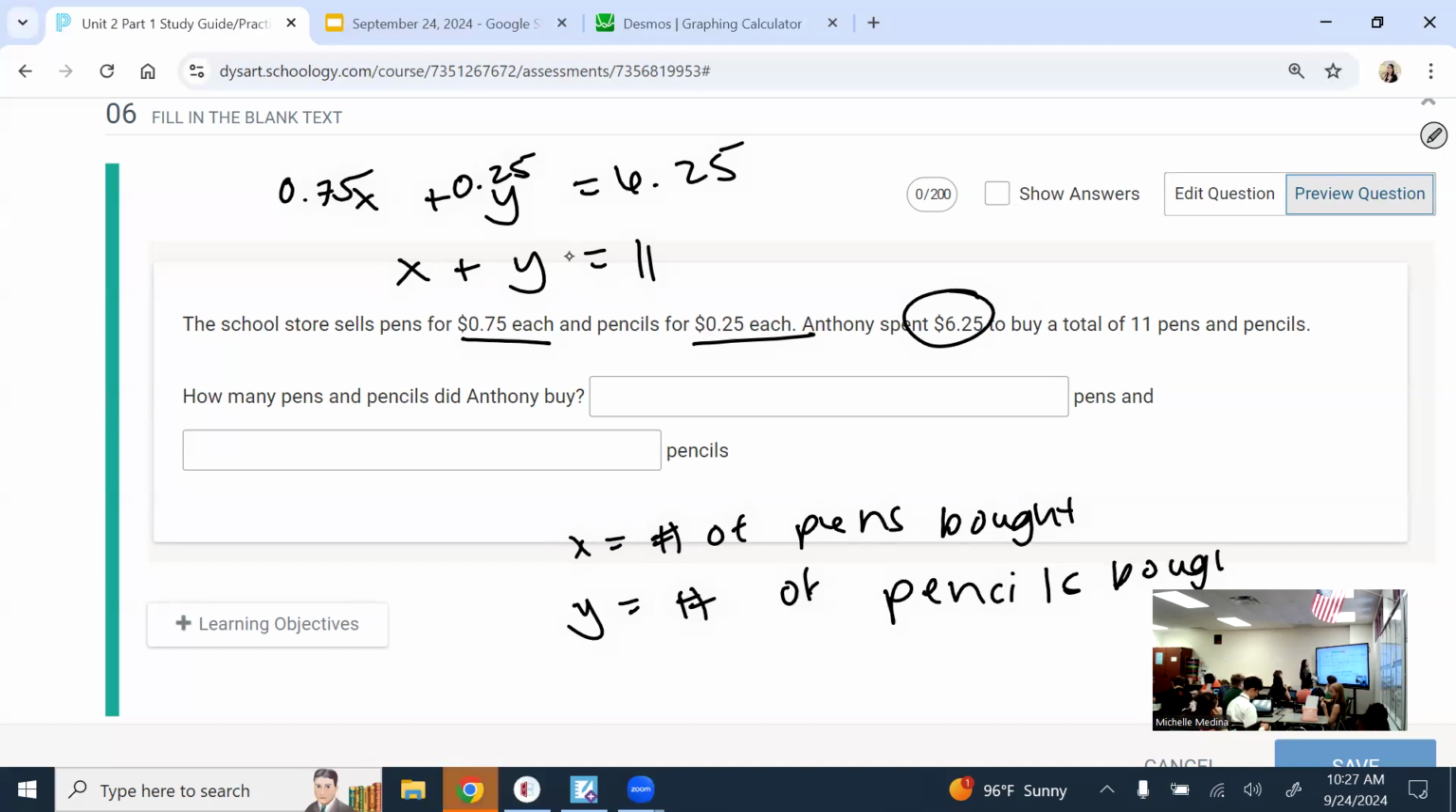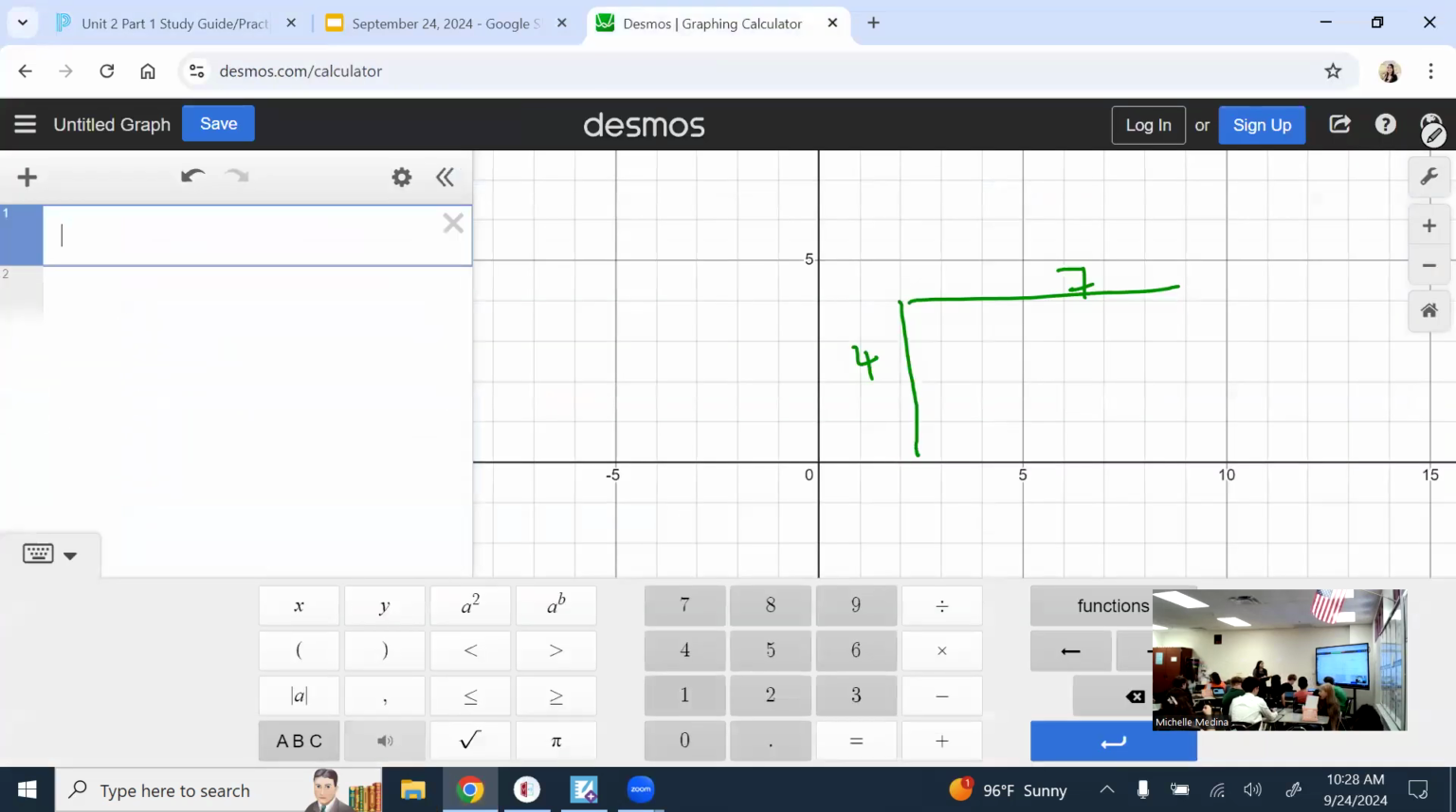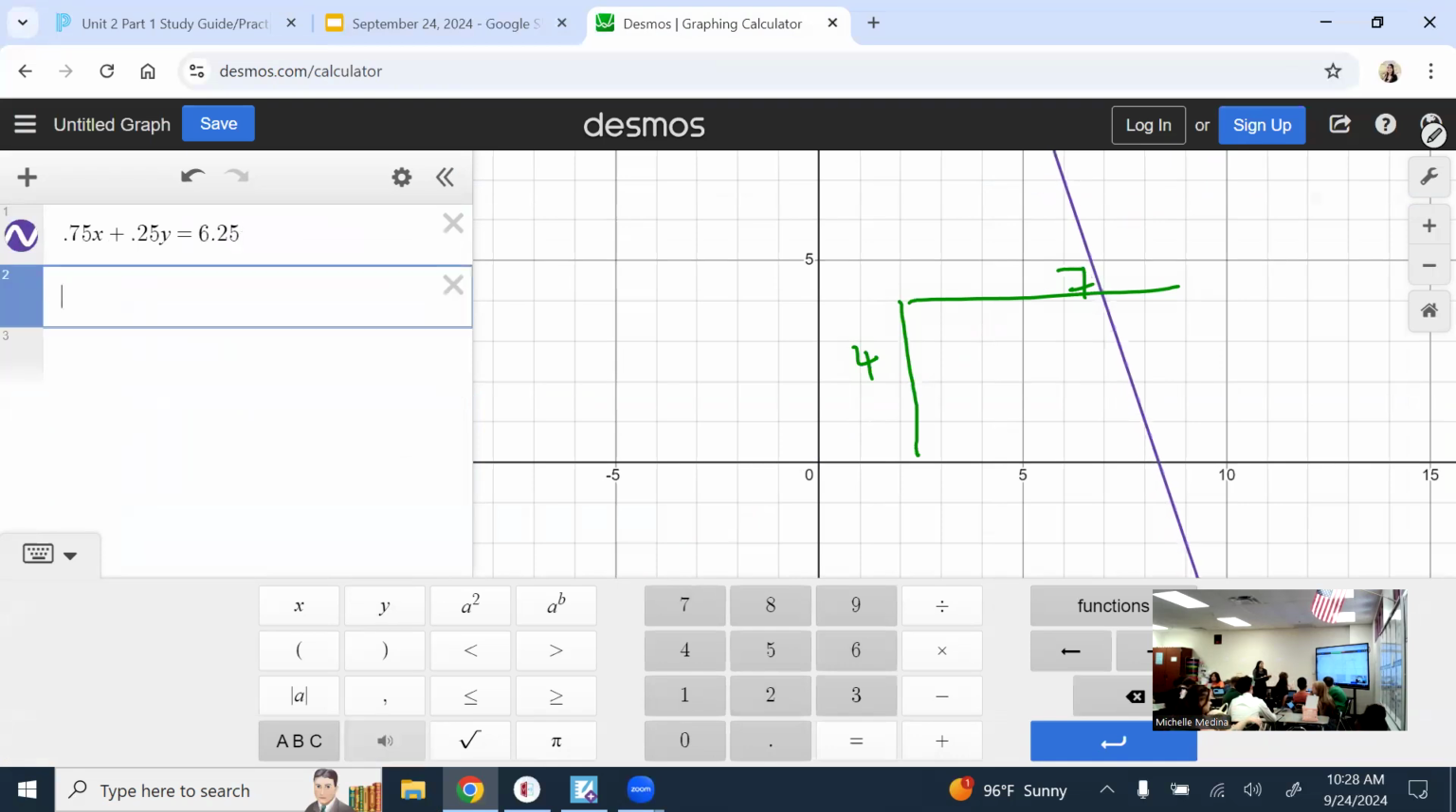Now this, because it doesn't say, it only wants your final answer. It doesn't say do it a certain way. What's probably the fastest and most accurate way to solve this? So that's what I'm gonna do. I'm gonna type it in Desmos and see where they intersect. So 0.75x plus 0.25y equals 6.25. Oh, whatever, it's your grade, it's not my grade.